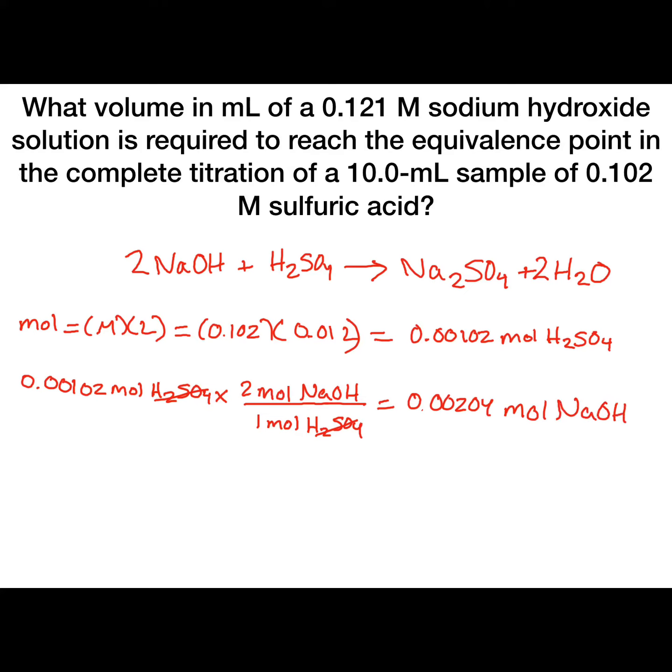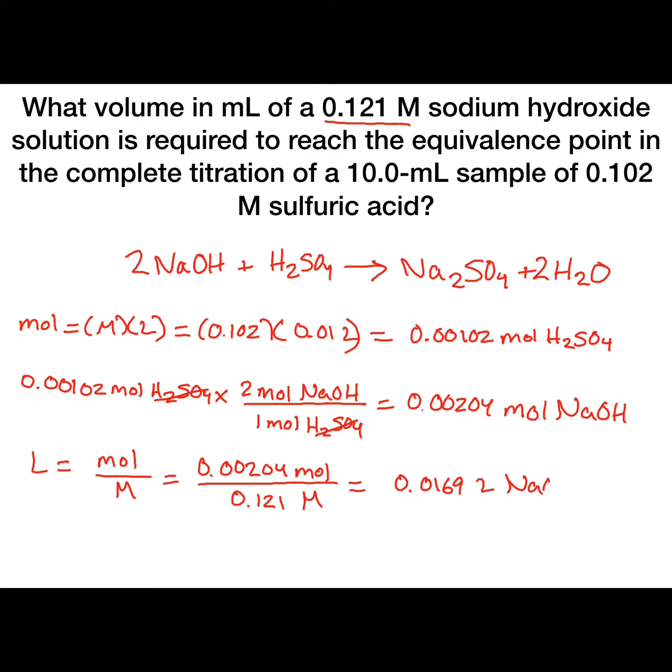Alright, so now we have moles and we have our molarity, which was given to us in the problem for the sodium hydroxide. So now we can just find our volume, which will be our liters. So liters is equal to moles over molarity. So we have 0.00204 moles over our molarity of 0.121. We divide those, we get 0.0169 liters of our sodium hydroxide.